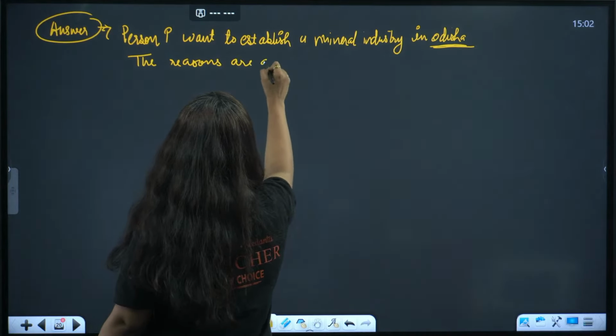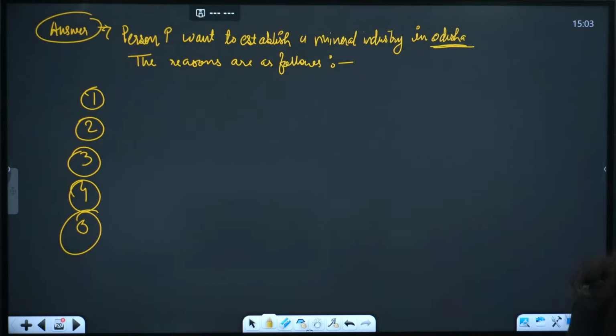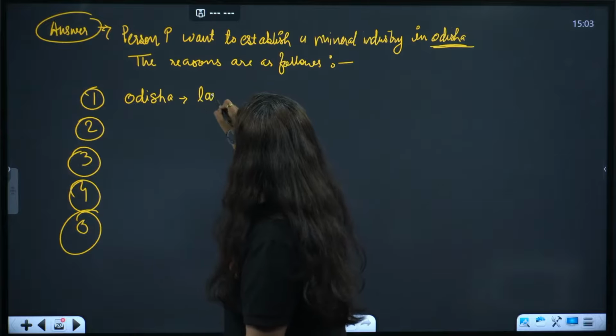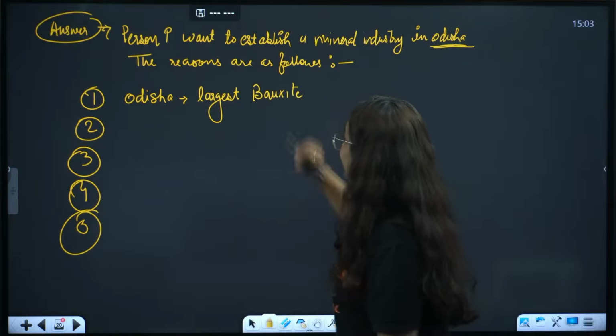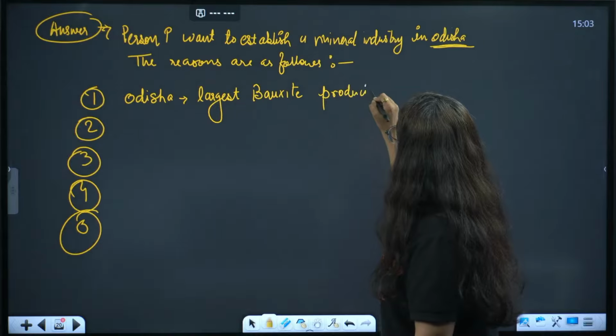Anyone? So this question is for how many marks? 5 marks. How many points are required? 5 points are required. And who is going to tell me the 5 points? Anyone? Okay, I got your answer, Sandhya. Abundant availability of bauxite, fine. Better transportation facilities, okay. So if I talk about Odisha, yes, Odisha is the largest bauxite producing state. Very good, students. This is how we need to write, okay. Odisha is the largest bauxite producing state.